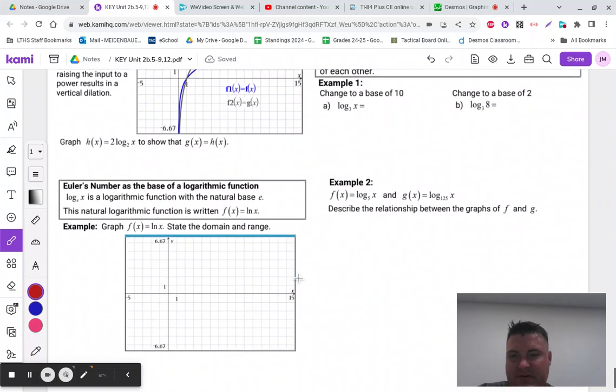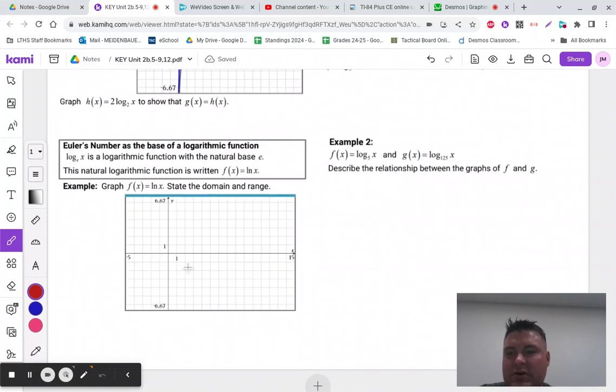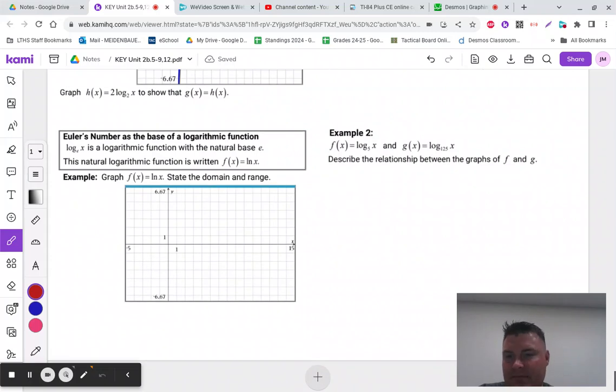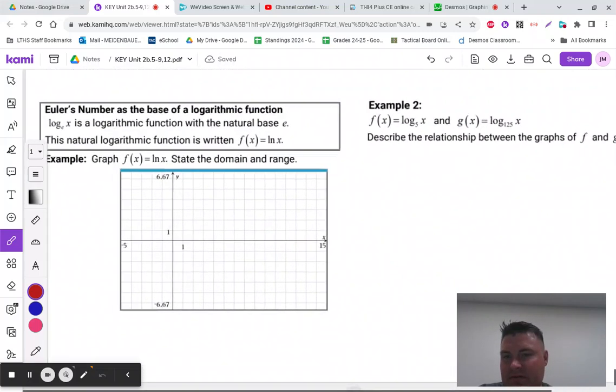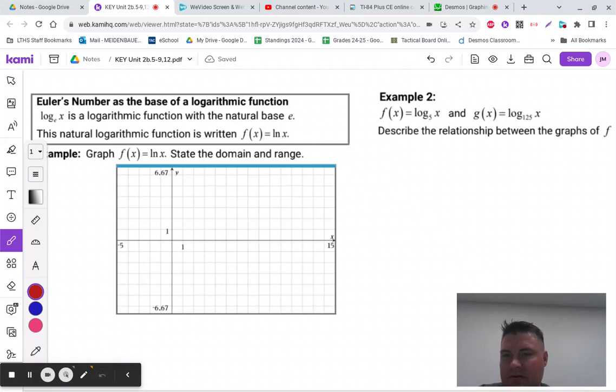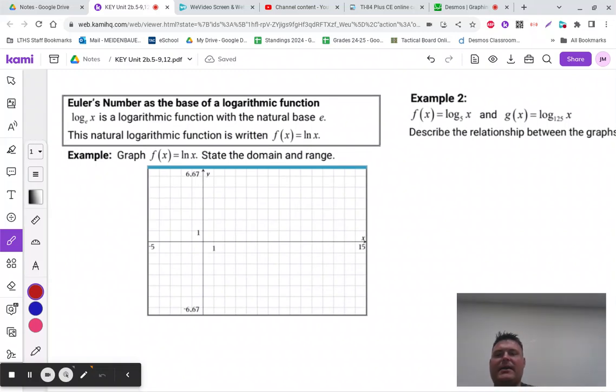Let's talk about Euler's number here. It's not Euler, it's Euler. If we ever see an ln, that's the same thing as a log with base e. So log base e of x and ln of x are the same thing. We don't say log base e of x, though. That's just weird. It's not "logix", it's ln of x.